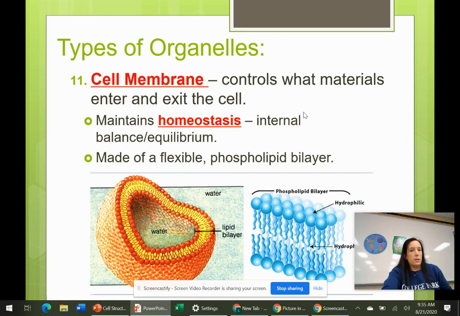Okay, cell membranes. These are going to be huge in our next unit, or the next few units. But right now, just know that the cell membrane controls materials that enter and exit the cell.